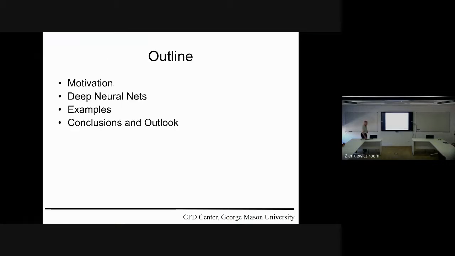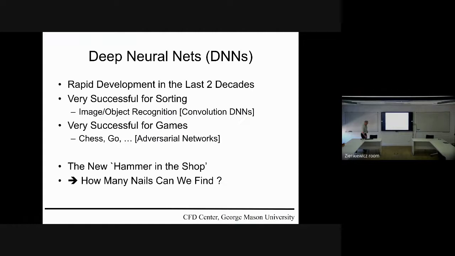And so what is the motivation? Well, we do a lot of chemically reacting flows. They take a lot of time. And now we have deep neural nets. So can they help us? We've seen a lot of development in the last two decades. They've been extremely successful for sorting, for games, visualization, your translators, your voice recognition in your phone. All of that has neural nets behind it.